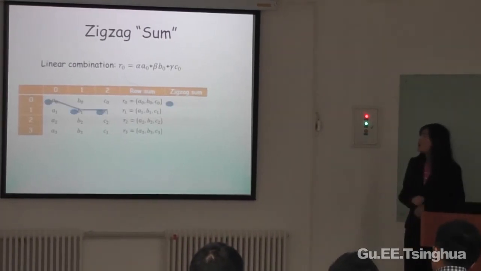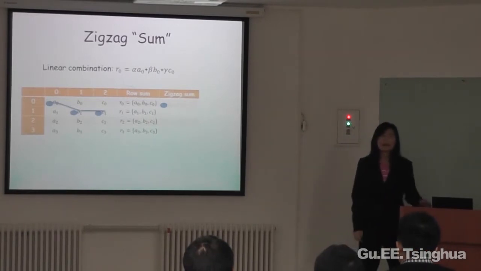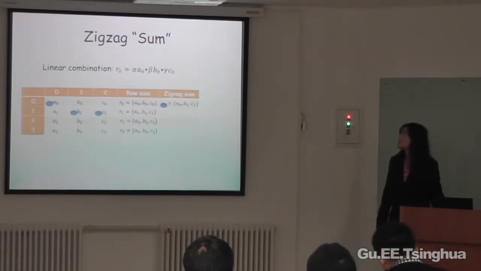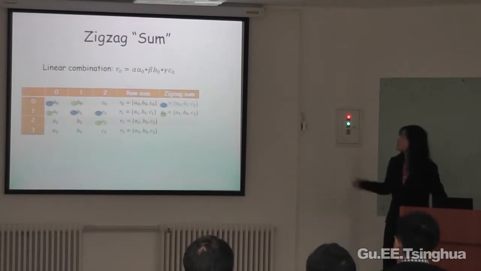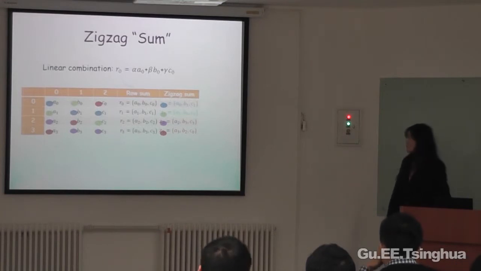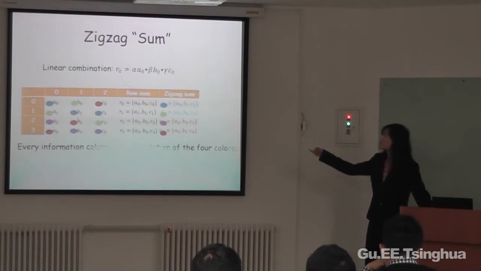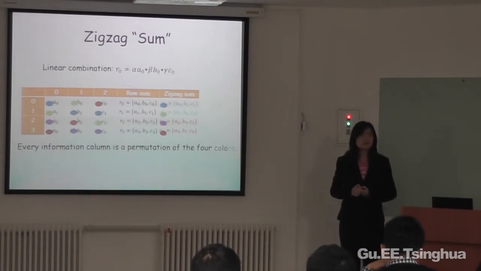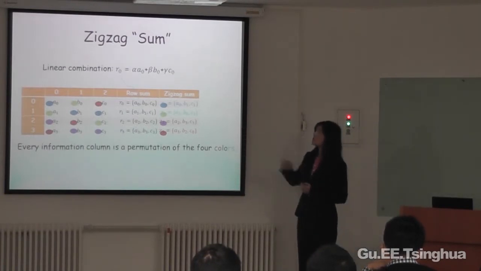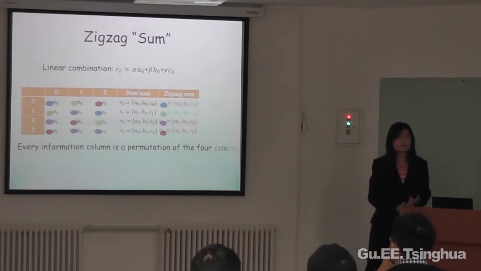So for example, right now I'm just drawing lines randomly. So let's say I draw a line like that, and I say Z0 is the sum of those, or linear combination of those elements. And then I can have, similarly, some other parity elements. Okay? Now, notice that after this construction, every information column is a permutation of the 4 colors. So for example, the first column is a permutation: blue, green, purple, and red.